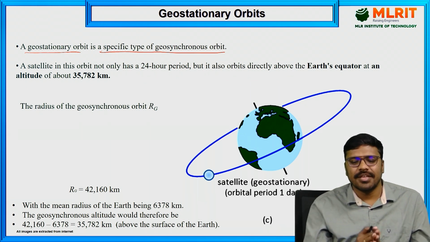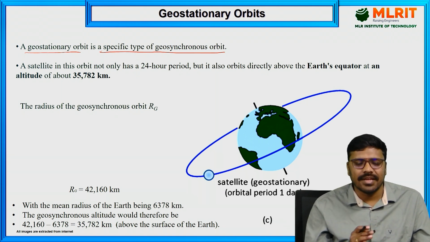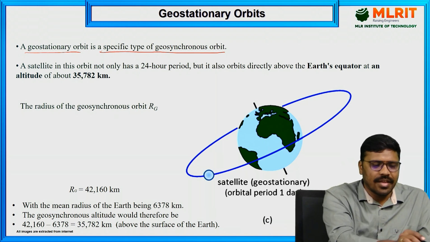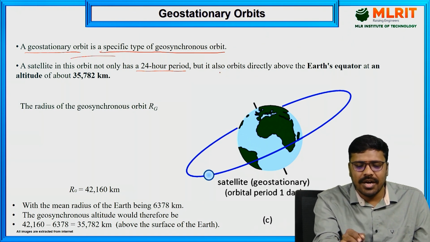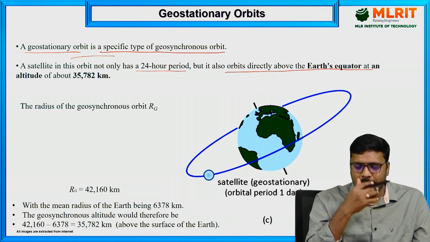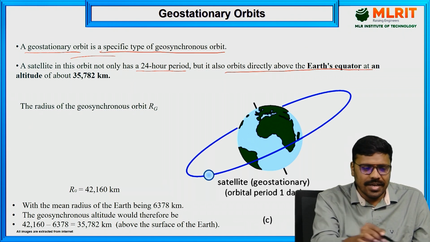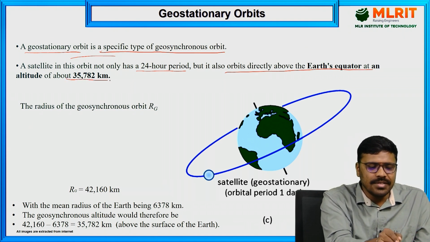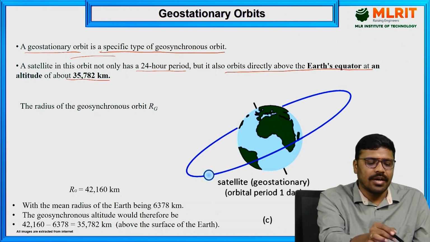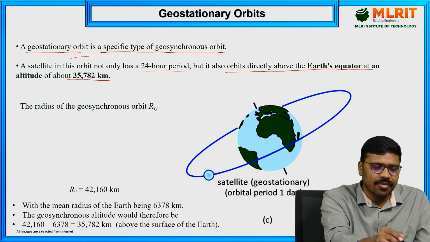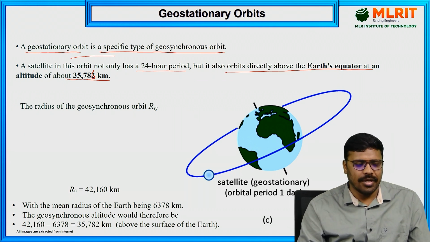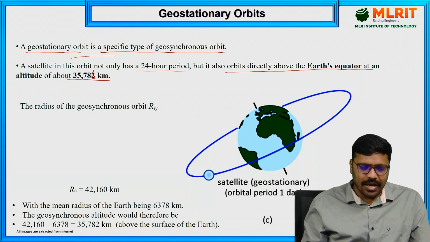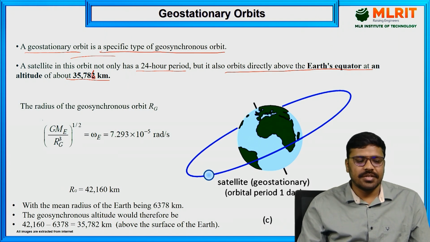A geosynchronous orbit which lies in the equatorial plane is called a geostationary orbit. So a satellite in this orbit has not only a 24 hour time period but also rotates in the same direction as the earth, and it lies in the earth's equatorial plane. So the altitude is 35,782, and in most places it will be considered 35,786 kilometers.